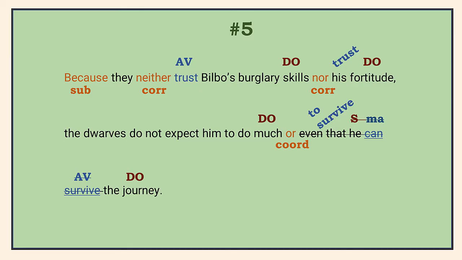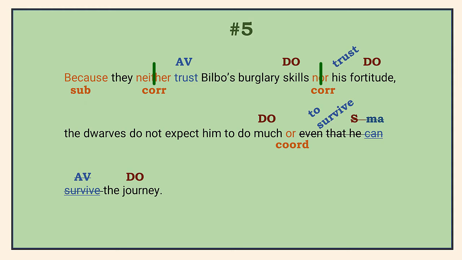Number 5. Because the verb trust follows the correlative conjunction neither, a verb must also follow the nor as well to maintain parallel structure. We could move trust to the other side of neither, making skills and fortitude the direct objects without having to repeat the verb, because they trust neither Bilbo's burglary skills nor his fortitude.